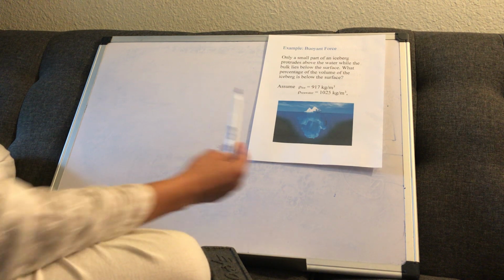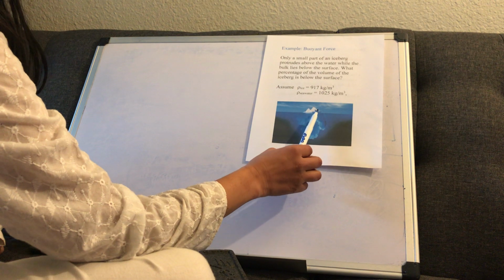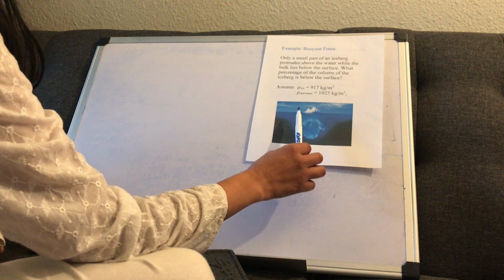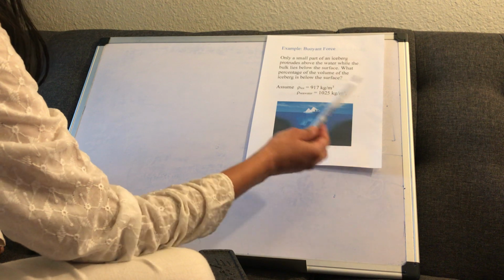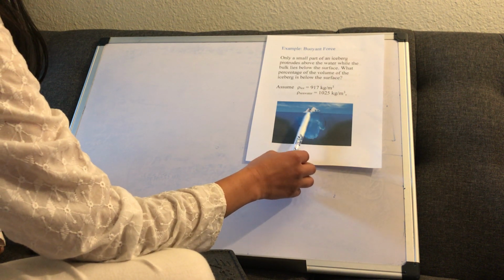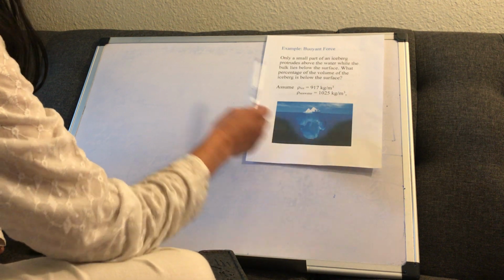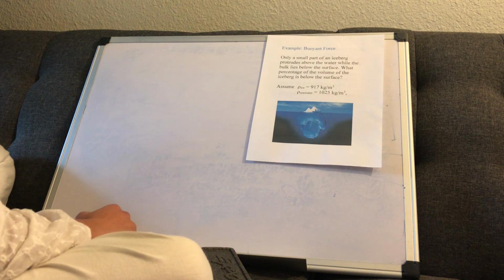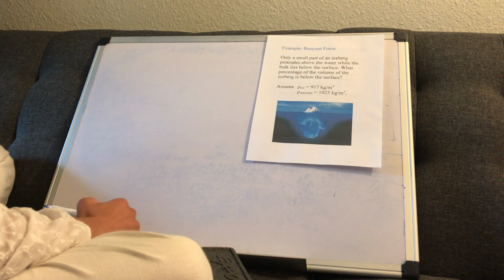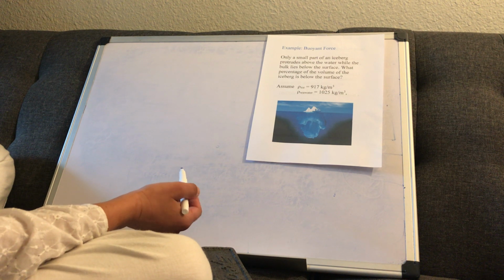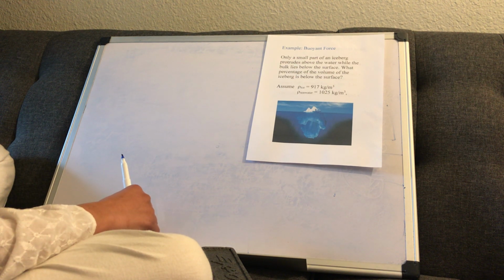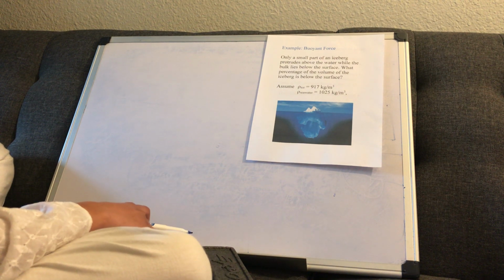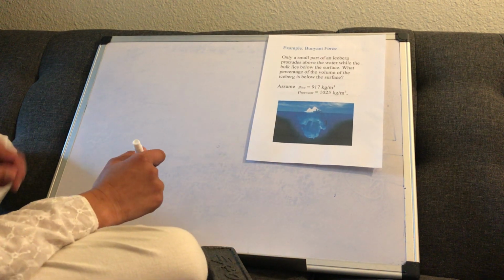Here is a pretty picture. We have an iceberg here, and this big iceberg is actually inside the water. The majority of it is inside the water, and only a little bit is coming outside. Our job is to find what volume of this object lies below the water surface. Let's read the question. Only a small part of an iceberg protrudes above the water while the bulk lies below the surface. What percentage of the volume of the iceberg is below the surface? Assume the density of ice is 917 kilogram per meter cube. The density of seawater is 1025 kilogram per meter cube. So the density of seawater is slightly greater than the density of ice.